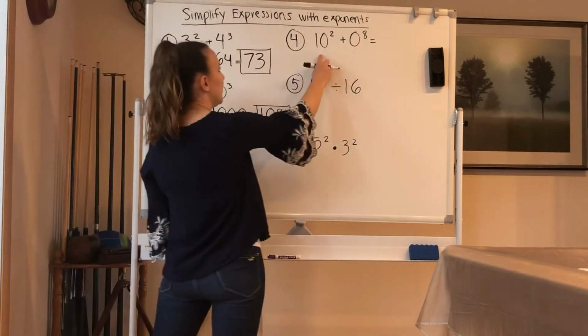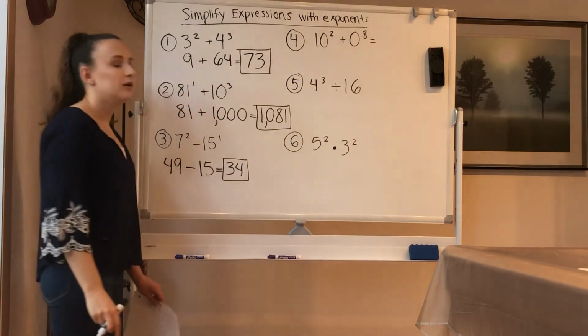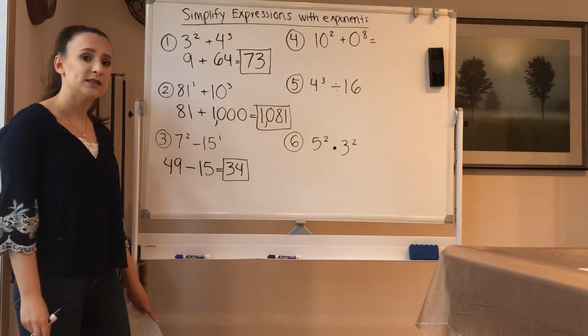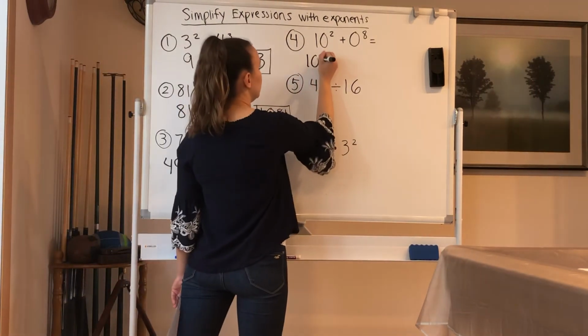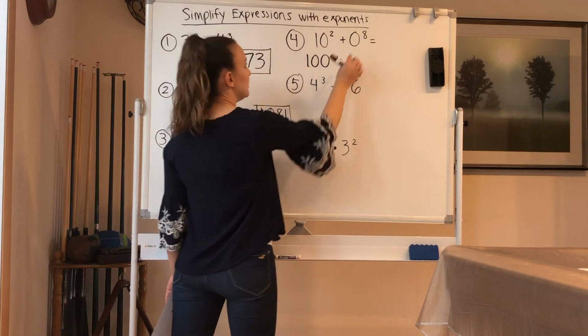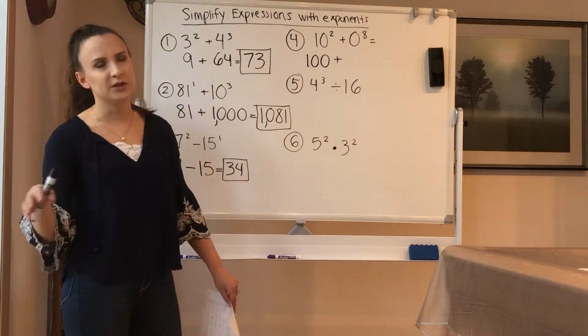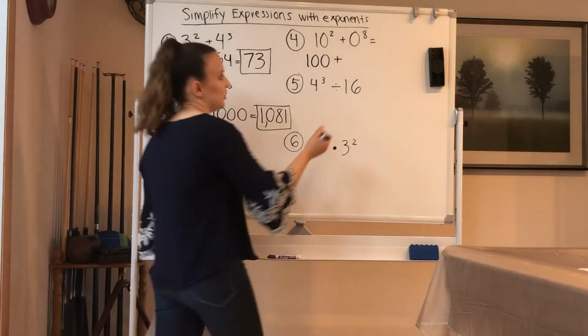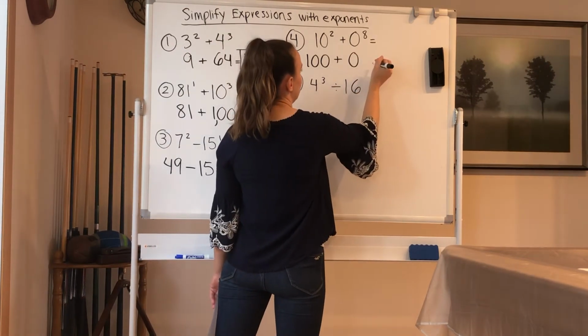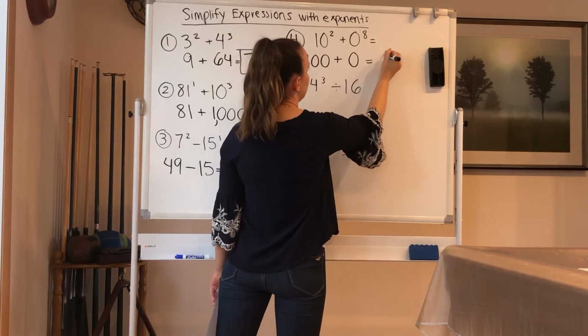Next, we have 10 squared plus 0 to the 8th. 10 squared is 10 times 10, which is 100, plus 0 to the 8th, that's 0 times 0 times 0, 8 times, right, which is just 0. So 100 plus 0 is 100.